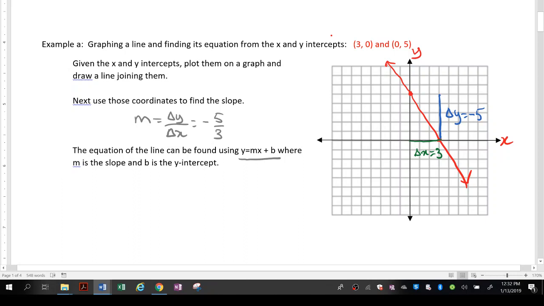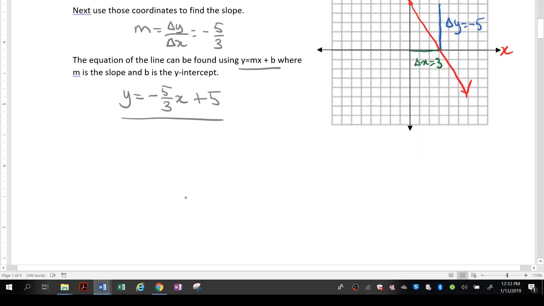Now this is our value for m in the equation y equals mx plus b. This is the equation of a line in slope-intercept form, where m is the slope and b is the y-intercept. So let's plug this value into m in this equation. We have y is equal to -5/3x. Now we want to put in a value for b, and this happens to be our y-intercept. It's the value of y as the line crosses the y-axis, and that happens to be 5. So plus 5, and that is the equation of this line.